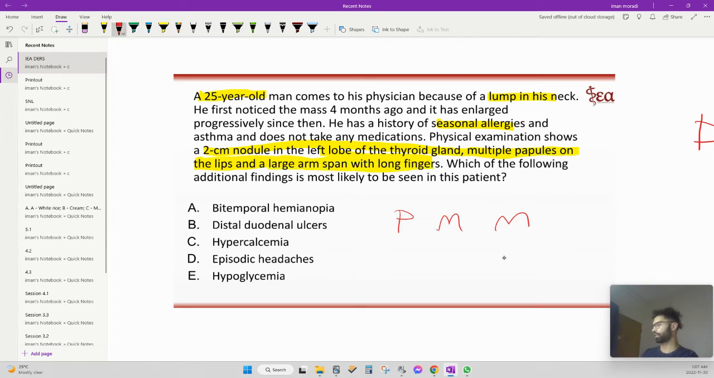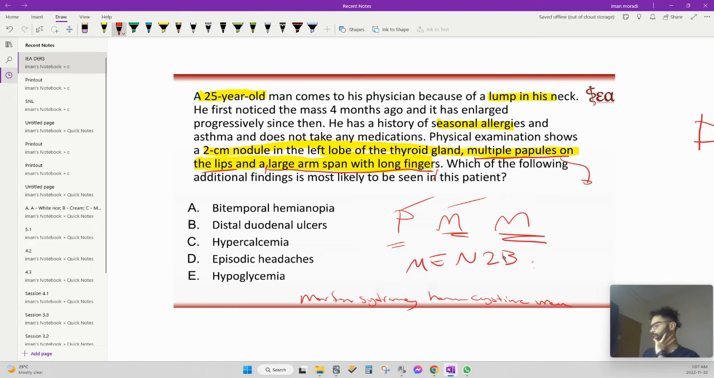So one thing I forgot to mention. Multiple papules on the lips is a description of mucosal neuromas, right? If you remember, that is meant to be characteristic. That's the last M. This M is medullary carcinoma. This is pheochromocytoma, right? And these patients have a marfanoid appearance, so it also describes a large arm span with long fingers. So you remember what else has marfanoid appearance? Of course, Marfan syndrome. What else? Homocystinuria is one of the other ones, right? Can't think of anything else, just these two.